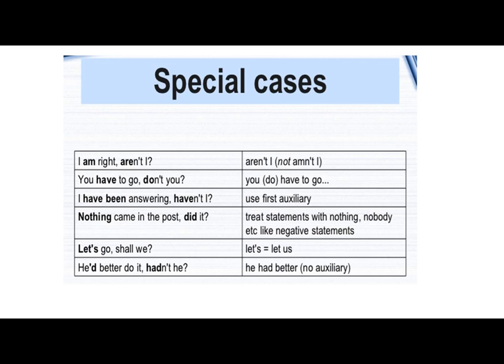Special cases. I am right, aren't I? Aren't I? Not am I. You have to go, don't you? You do have to go. Do. We have to separate do from the verb have. I have been answering, haven't I? Use post auxiliary. Nothing came in the post, did I? Treat statements with nothing, nobody, etc. like negative statements. Let's go, shall we? Let us. He had better do it, hadn't he? He had better, no auxiliary.